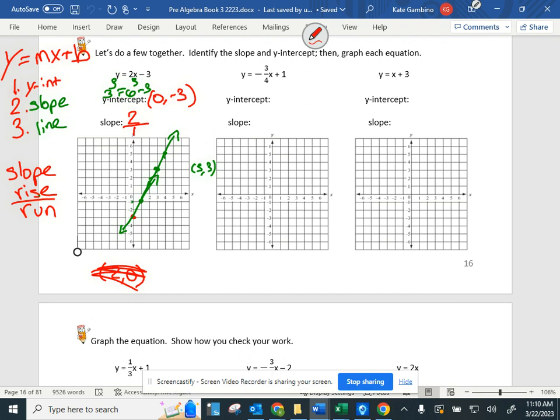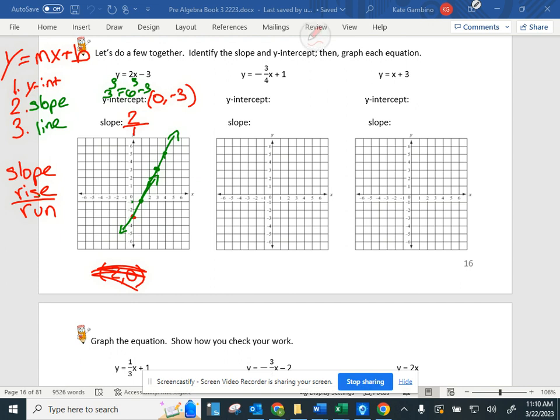So, first step. I have y equals negative 3/4 x plus 1. What is my first step that I have to do? I should see every hand in the air. Come on, friends. What's my first step? Emily. Find the y-intercept. How do I find the y-intercept? So, which of my letters, Emily, is the y-intercept?